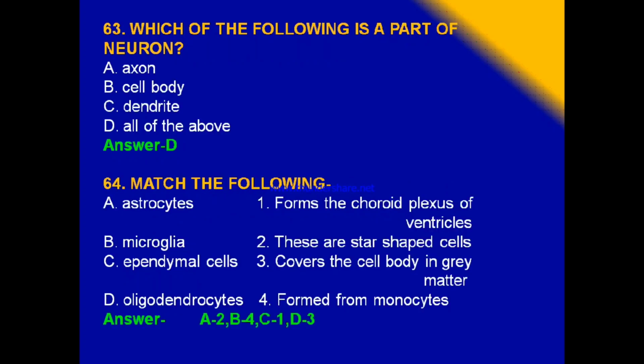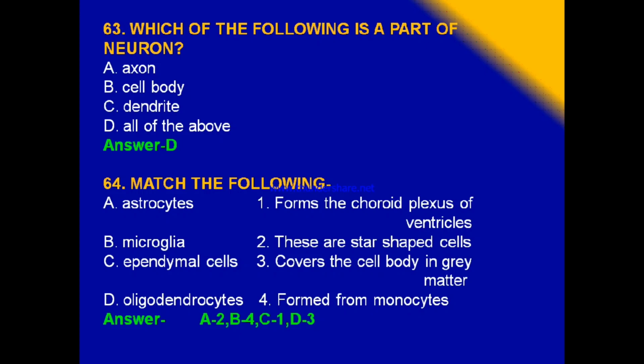Axon, cell body, dendrite, all of the above. So axon, cell body, and dendrite are the main components of the neuron, and by these three a neuron is formed. So axon, cell body and dendrite are the main parts of the neuron.